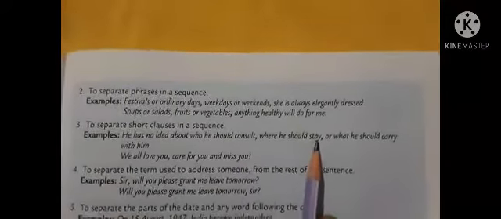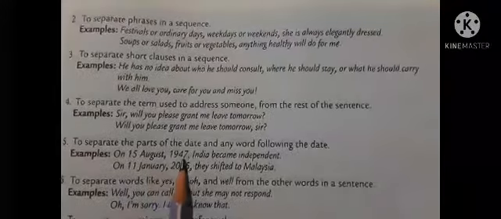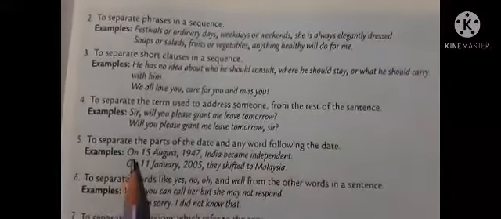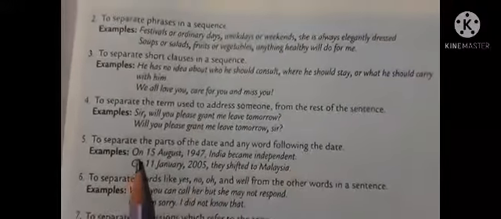Fifthly, comma is used to separate the parts of the date and any word following the date. For example, on 15th August, 1947, India became independent. So here we have used comma to separate the parts of the date from 1947 and also to separate the words India became independent.